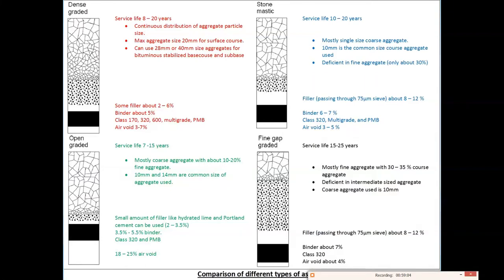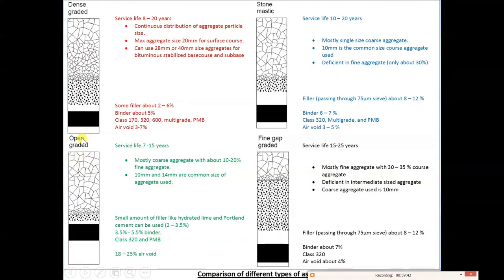Okay, so there are different types of PMB. And one of the most important features of this open graded asphalt is the air void. The open graded air void is 18 to 25%, as compared to the others. The dense graded is only about 3 to 7%, stone mastic 3 to 5%, and the air void for the gap graded is about 4%. So this is the most important feature of this open graded.